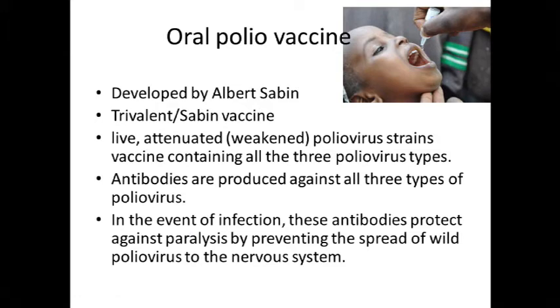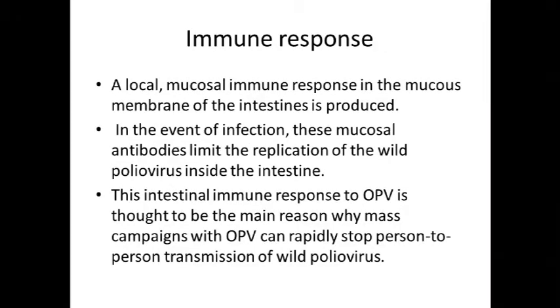So when this vaccine is administered to a child, antibodies are produced against all the 3 types of polioviruses. So if a particular serotype enters into the body of this particular child, it will be protected against it because there are antibodies produced to all the 3 types of poliovirus. In the event of infection, what happens is, if a wild polio virus enters the body, the antibodies which are produced will protect the child against paralysis by competing with this wild polio virus so that it does not spread to the nervous system. Hence, paralytic polio is prevented.